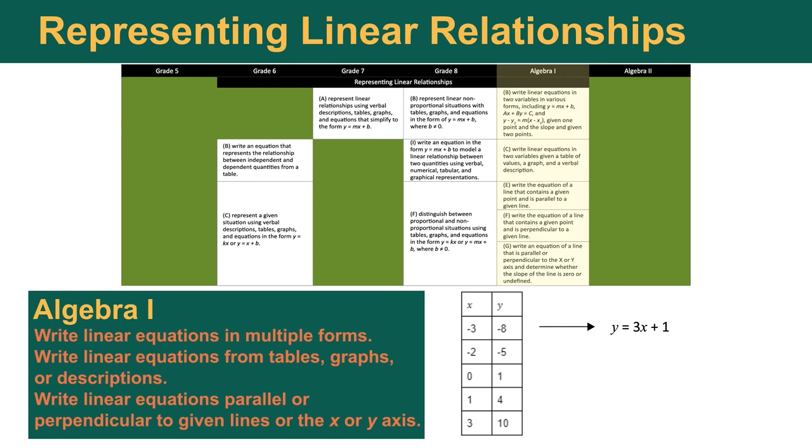In this unit, students will write linear equations in various forms and given multiple contexts. For instance, when given a point and the slope, or 2 points, students will write linear equations in standard form, point-slope form, or slope-intercept form. They also learn to write equations from graphs, tables, or verbal descriptions. Finally, they write equations of lines parallel or perpendicular to a given line or to the x or y axis.